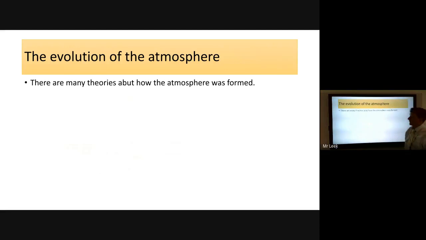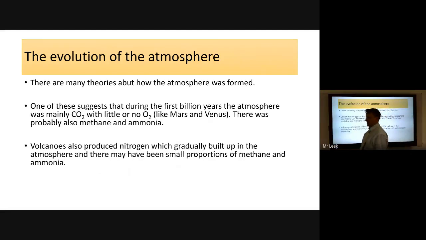Now, what we've got to do is a little bit of talking about the evolution of the atmosphere. This is what was talked about before, theories about how the atmosphere was formed. First billion years, it was mainly carbon dioxide with little or no oxygen, like Mars and Venus. There's probably also methane and ammonia. We just talked about that. Volcanoes also produce nitrogen, which gradually builds up in the atmosphere, and there may be small proportions of methane and ammonia.